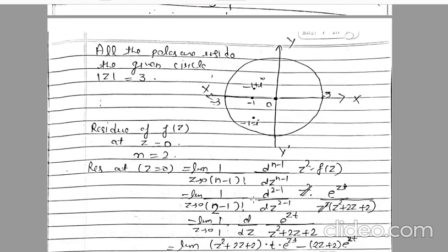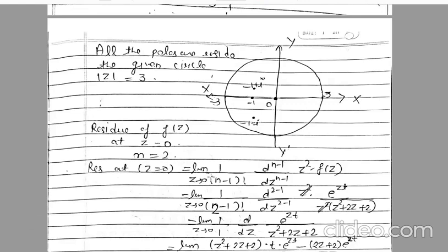Just look at this one. Find residue of f(z) at z is equal to 0. So at z is equal to 0, 0 is a pole of order 2, that means n is equal to 2. So just apply the pole of order n formula here.